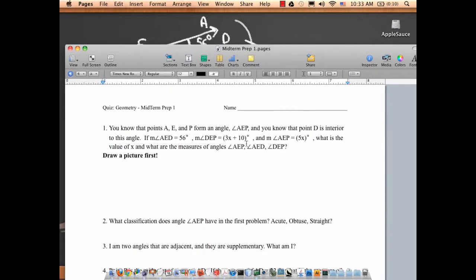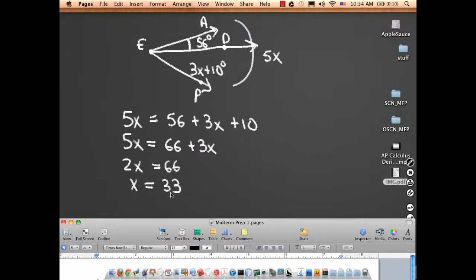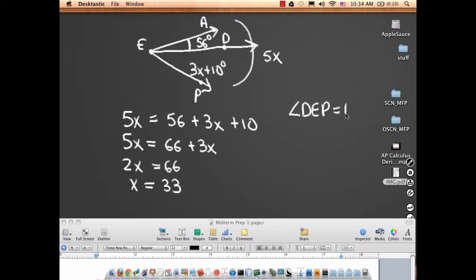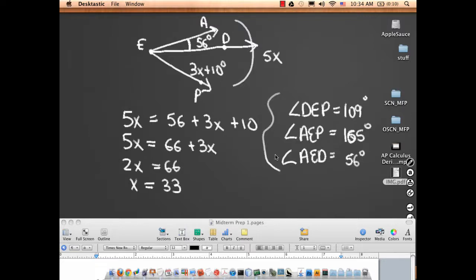What do I need to find? I need to find them all. So I take 33 and I plug it into here. 3 times 33 is 99 plus 10. So that means that angle DEP is equal to 109 degrees. I have to plug it in here. So 5 times 33 is 165. So angle AEP is equal to 165 degrees. And then we already know AED is 56 degrees. And that completely answers question number 1.